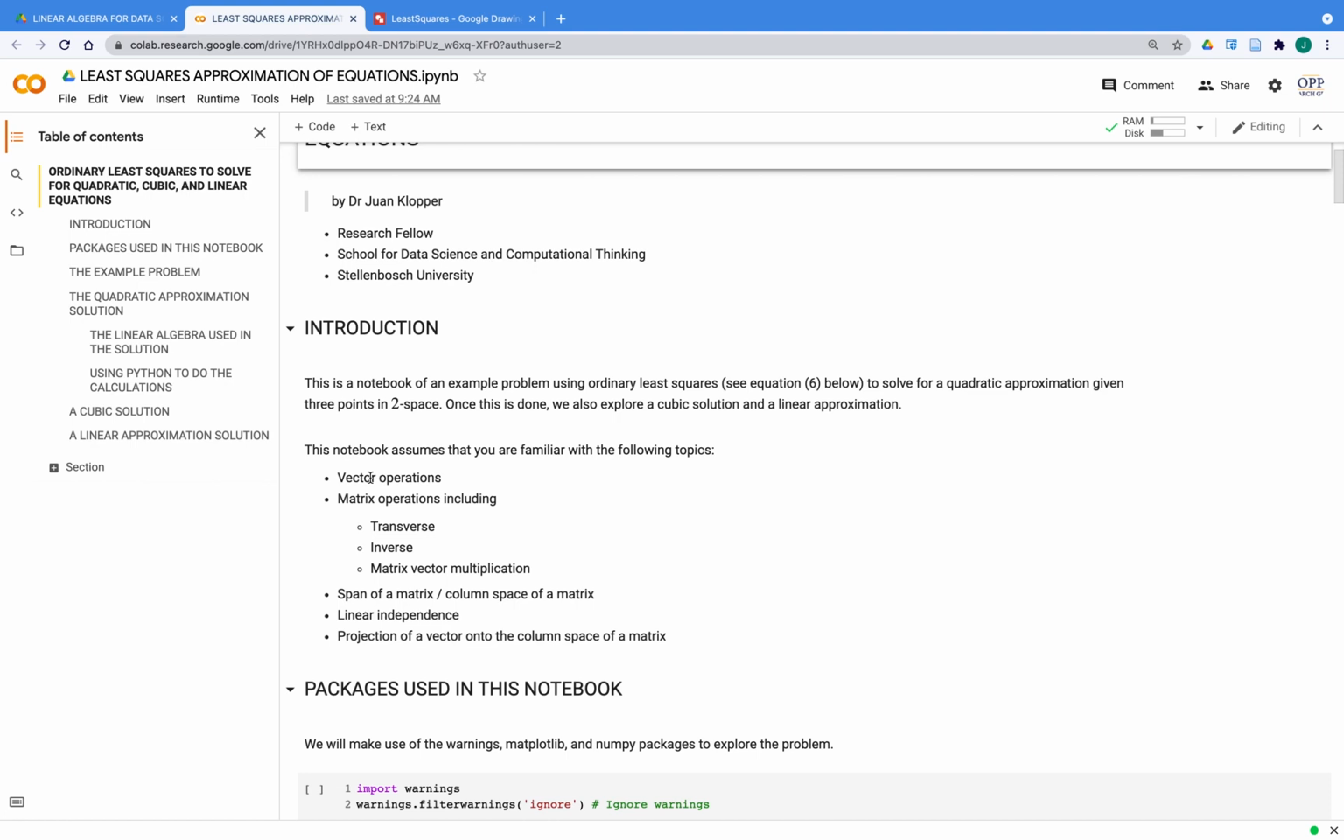Very specifically, the column space of a matrix, the concept of linear independence of those column vectors inside of a matrix, and then the projection of a vector onto the column space of a matrix. At least if you're familiar with these things, I'm going to explain some of them in an intuitive sense so that you understand the use of least squares when we're trying to approximate a solution.